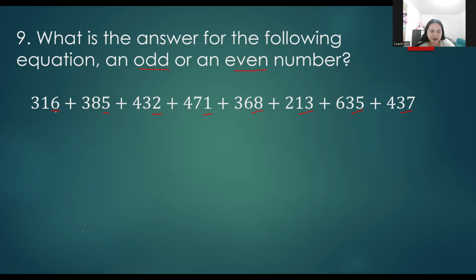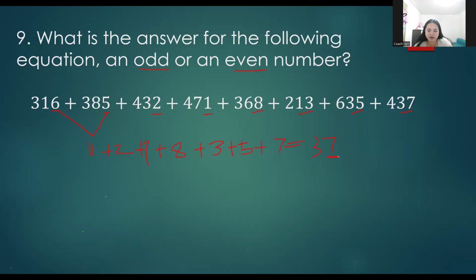So let's add together. 6 plus 5 is equal to 11. And then 11 plus 2 is equal to 13. Plus 1 equal to 14. Plus 8 is equal to 22. Plus 3 is equal to 25. Plus 5 is equal to 30. And then plus 7 is equal to 37. So therefore, the number will end in 7.